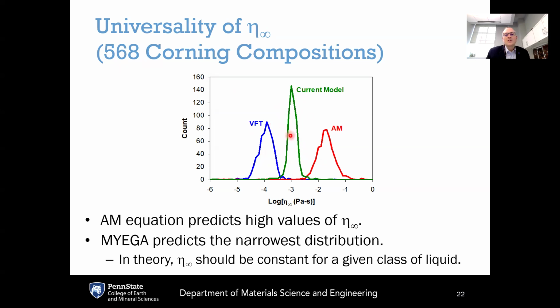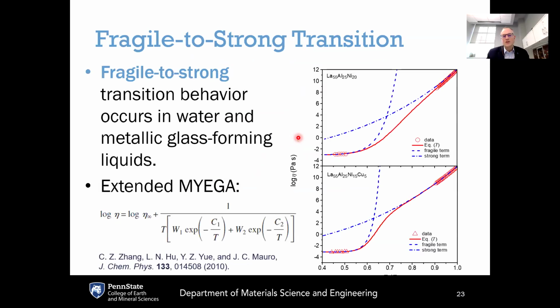So the MYEGA equation gives a pretty narrow distribution of eta infinity values. And in fact, there was no evidence for any systematic variation of eta infinity with respect to composition. So the width here is basically just the noise of the fit. So this is a pretty good indication that Angel's assumption of a constant eta infinity is probably valid. And that is important because his definition of the fragility index depends on having that be a common point of intersection.